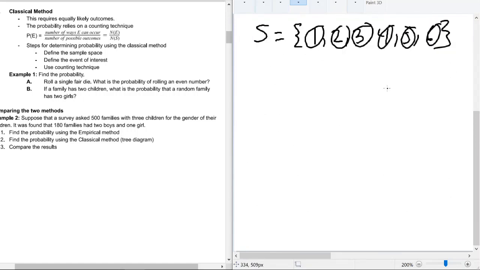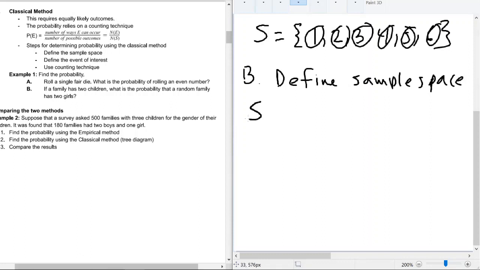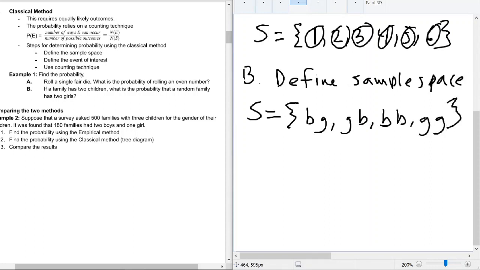In part B, very similar. If a family has 2 children, what is the probability that a random family has 2 girls? The first thing we need to do is define the sample space. What are all possible outcomes for a family having 2 children? The sample space possibilities: boy-girl, girl-boy, boy-boy, and girl-girl. Those are the possibilities of having 2 children.